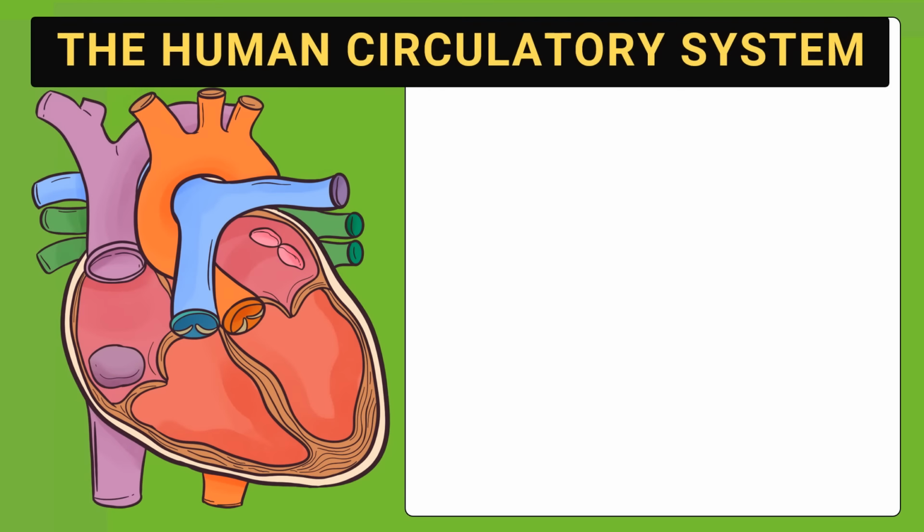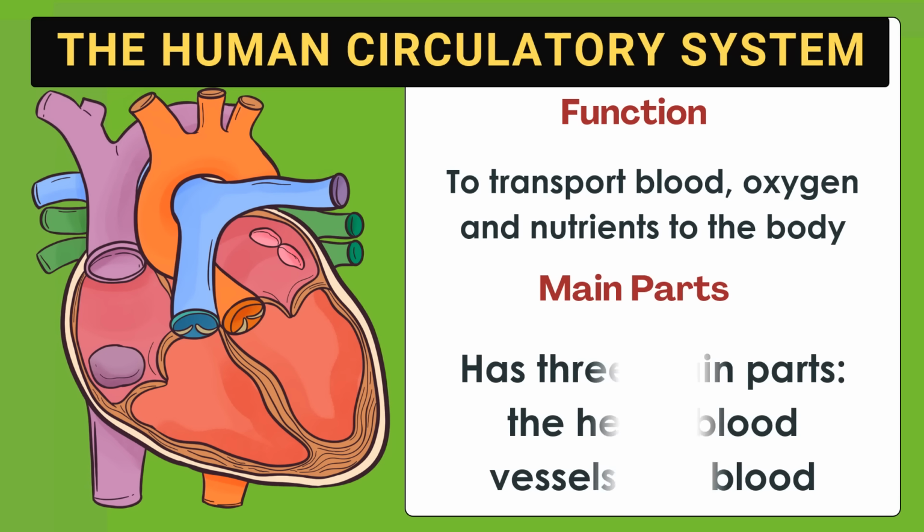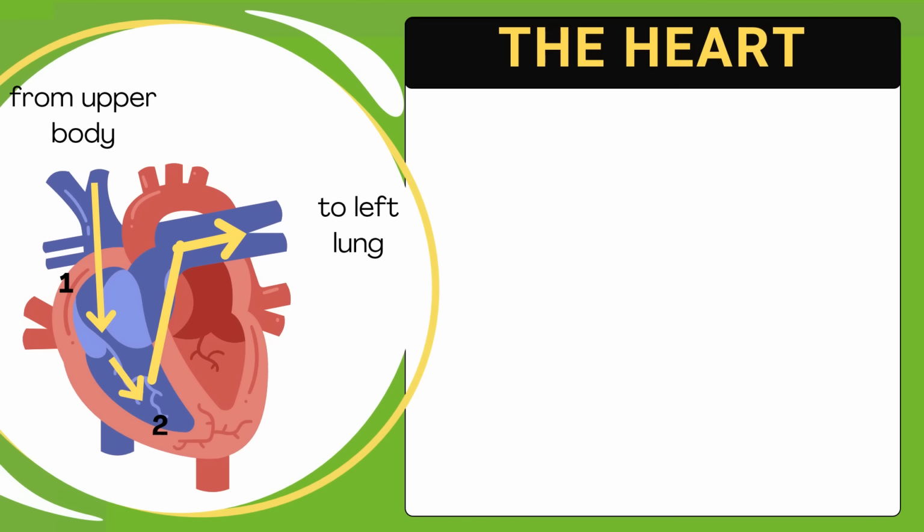The human circulatory system. Its main function is to transport blood, oxygen, and nutrients to the body. It has 3 main parts: the heart, blood vessels, and blood. The heart.